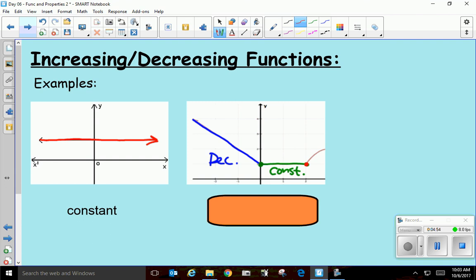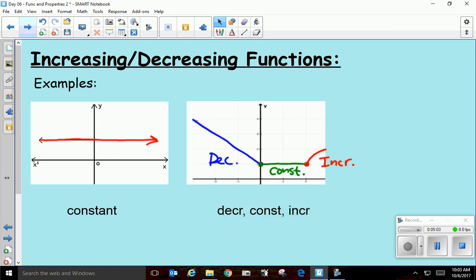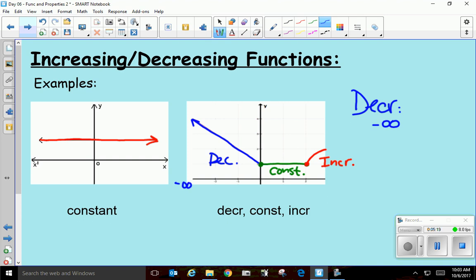And then from this point, it looks like it's increasing. So what do we say about this function? We say it decreases, it's constant, and it's increasing. If they happen to want to know what interval, you can say that it decreases from negative infinity, this is an arrow here, it goes this way, it goes to negative infinity on the x, all the way to where x is 0, negative infinity to 0, all right?